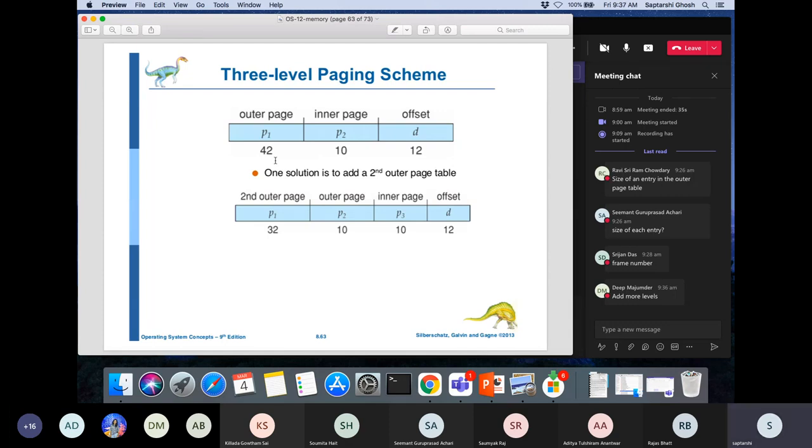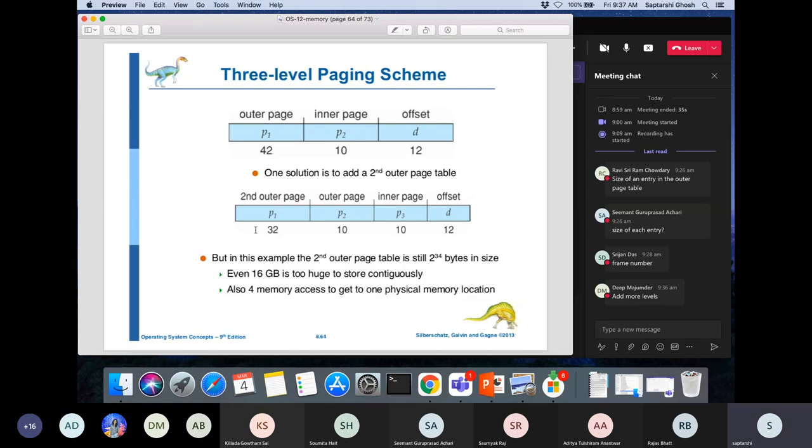Right. So now we have 3 levels of page tables. So inner page is 10, even outer page is 10, and second outer page is 32. But even in this example, the second outer page table is still 2 to the power 34 bytes in size. So 2 to the power 32 entries, each of 4 bytes, which is 16 GB. We cannot even allocate 16 GB contiguously.